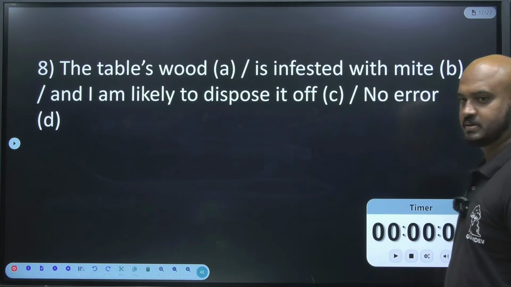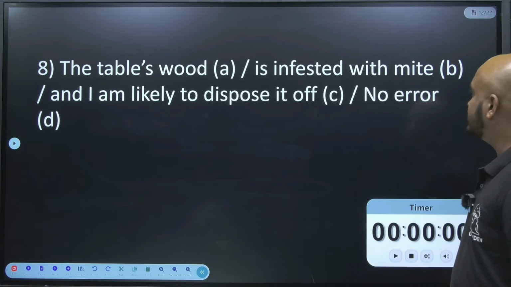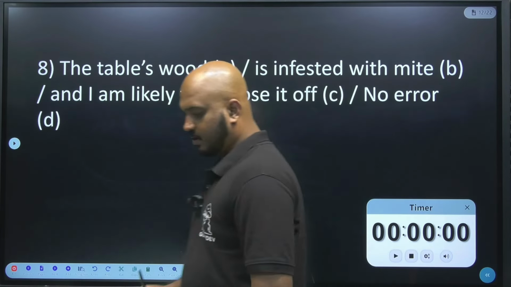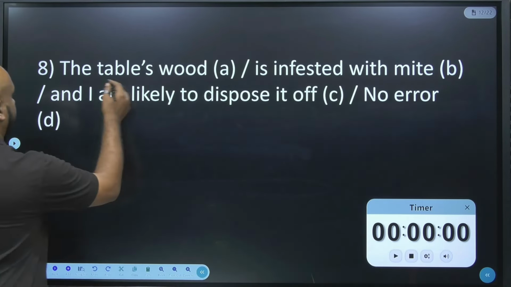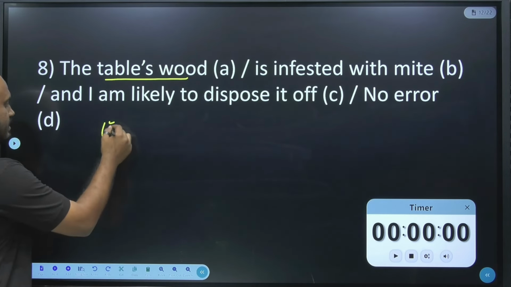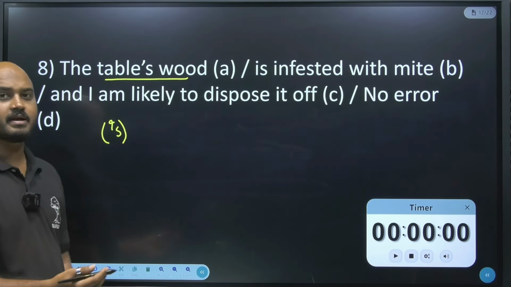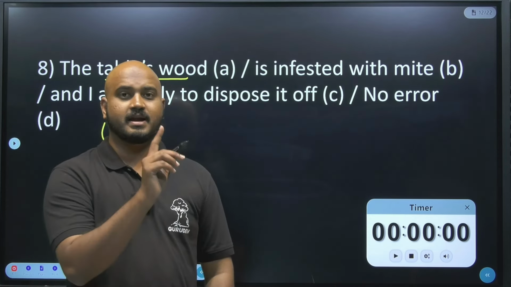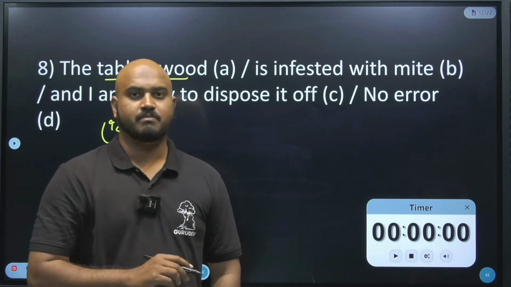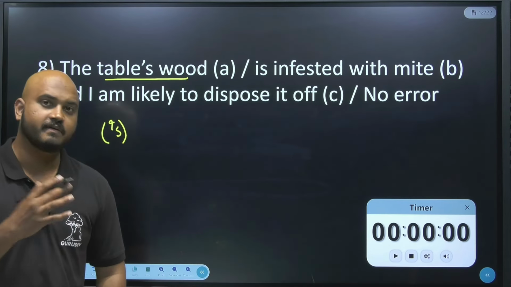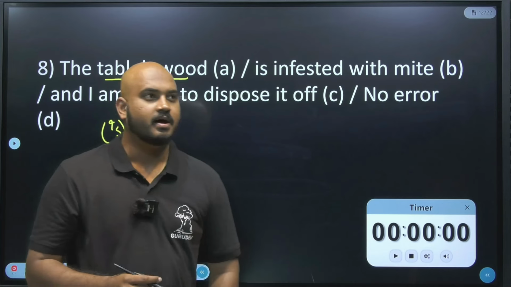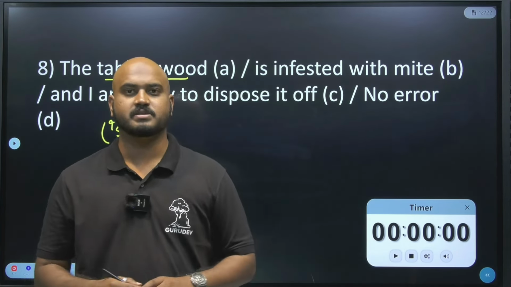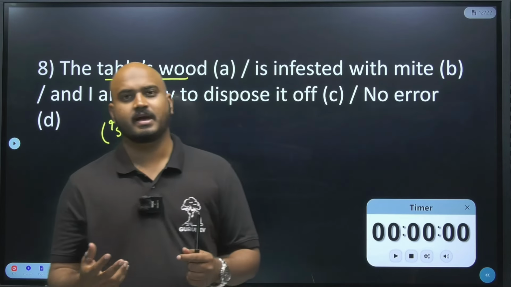Let's discuss this. The table's wood is infested with mite and I'm likely to dispose it off. Now, if you observe in this case, an apostrophe has been used in this word, table's wood. I've already told you generally apostrophe indicates possession or ownership or belonging with respect to nouns. However, it is restricted only to living beings, meaning we cannot use apostrophe with non-living things. So you cannot say fan's blade isn't working. I mean, that's absurd because a fan cannot own its blade, right? It's an assembled part of it.